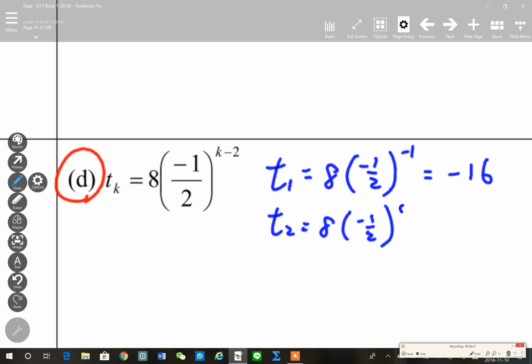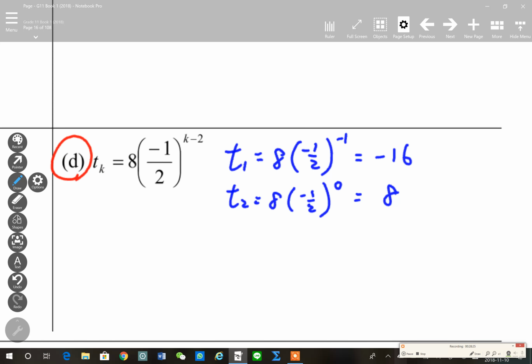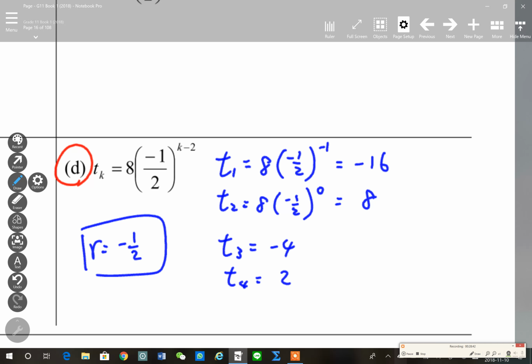Next one will be 0. So the answer is 8. Okay, so now you have the pattern, right? Negative 4, and then 2, right? Ratio is negative 1 over 2. Every time you cut in half and times negative. Times negative half, times negative half, times negative half. Wait, doesn't work? No, it works.